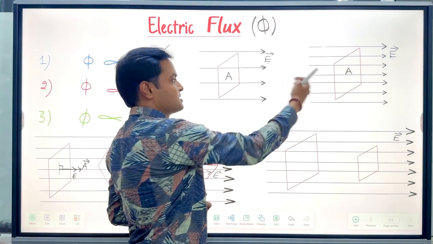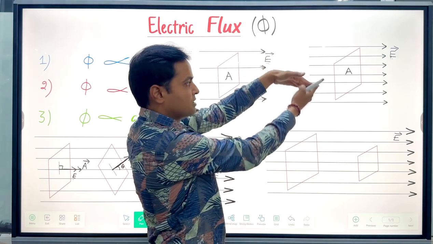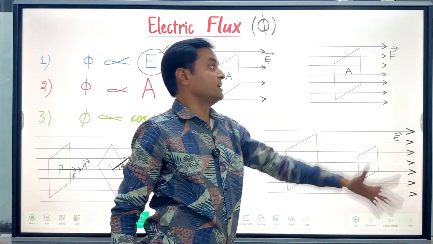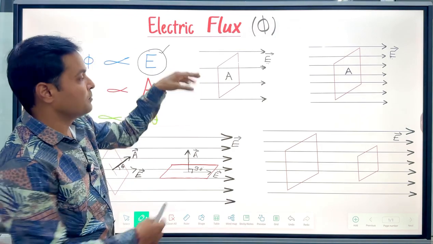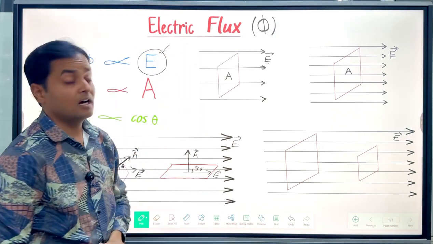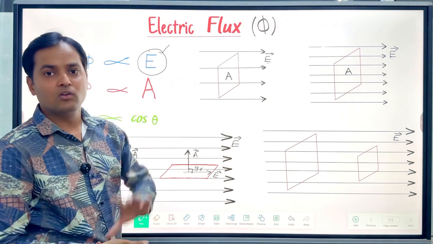In these two diagrams, we see clearly these field lines are closer to each other. That means electric field intensity is high, and in this diagram we see electric field lines are far from each other, so the strength of the electric field is low.